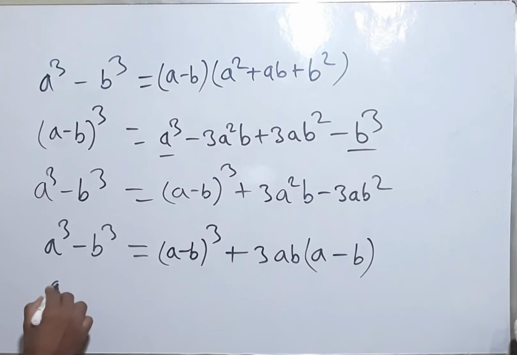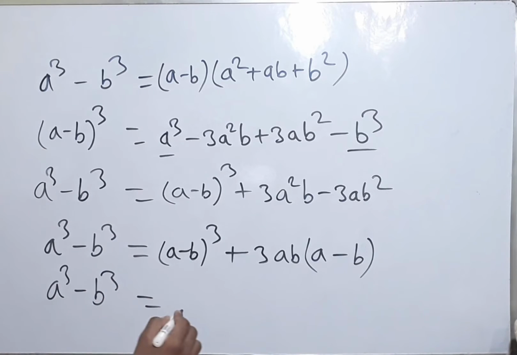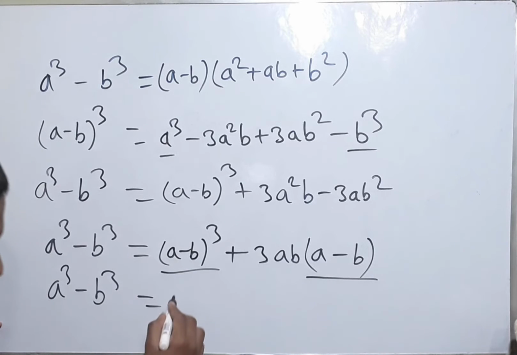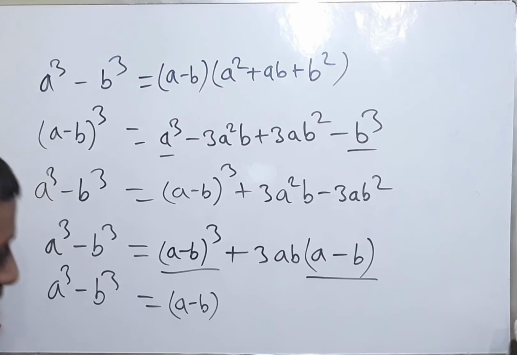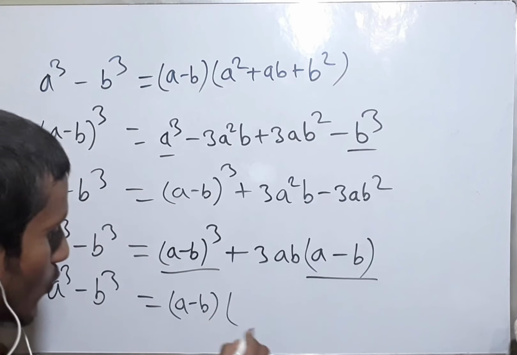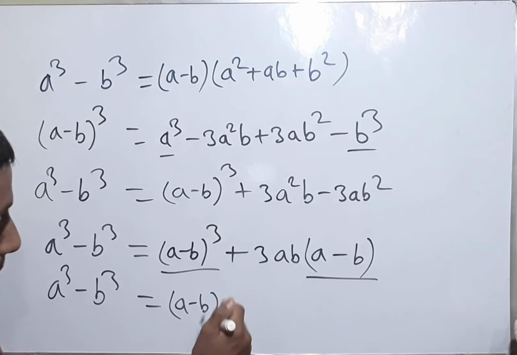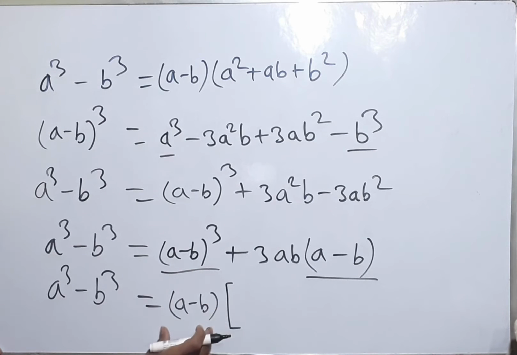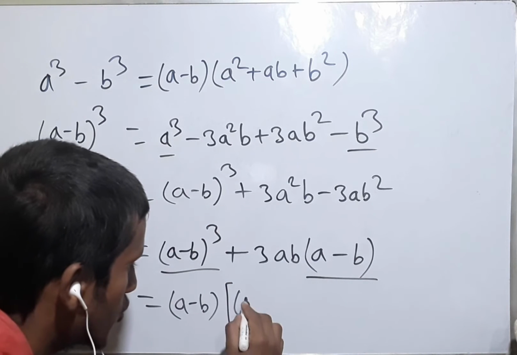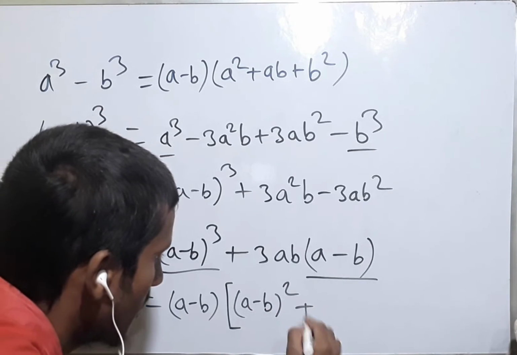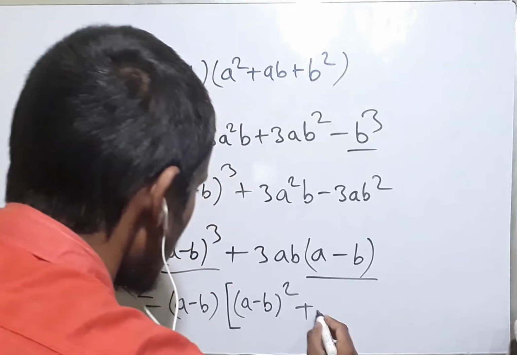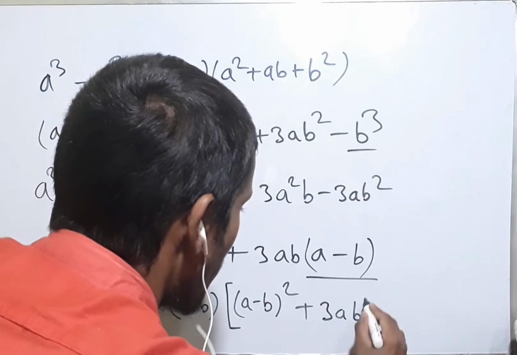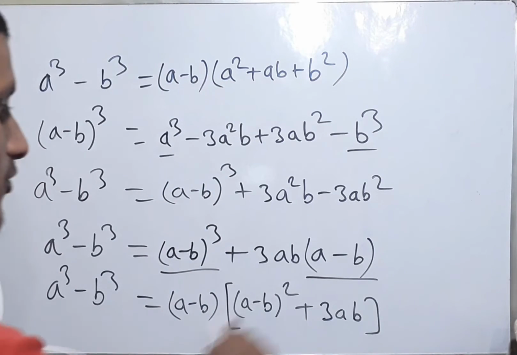So now, if you factor this out further, as you can see, a minus b is common here. So I'm going to write a minus b here as it is. And then whatever I'm left with, I'm going to write in the big parentheses there. Okay, so a minus b came here, meaning a minus b to the whole squared will be there. Plus this thing, 3ab, okay, because a minus b has come here. If you divide it, you're going to get this 3ab.